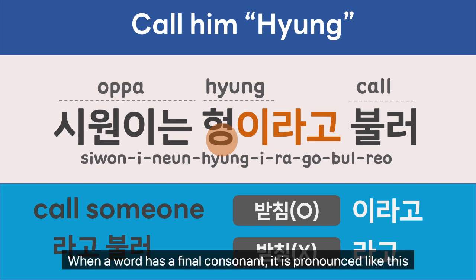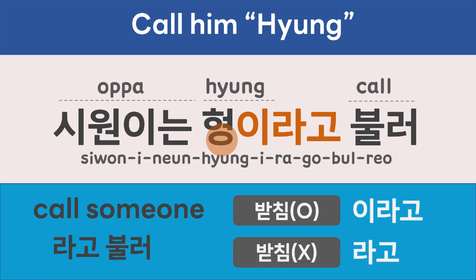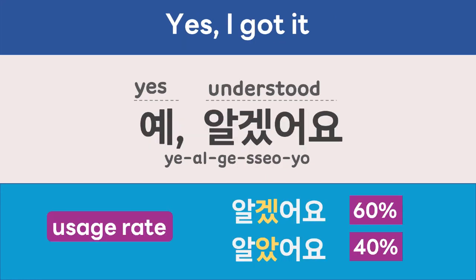When a word has a final consonant, it is pronounced like this. 일하고. Yes, I got it. 예, 알겠어요. 알았어요.